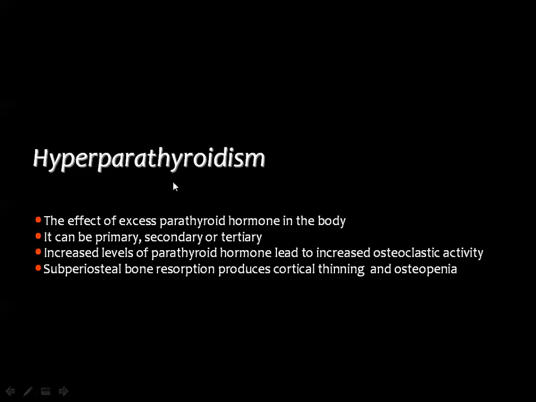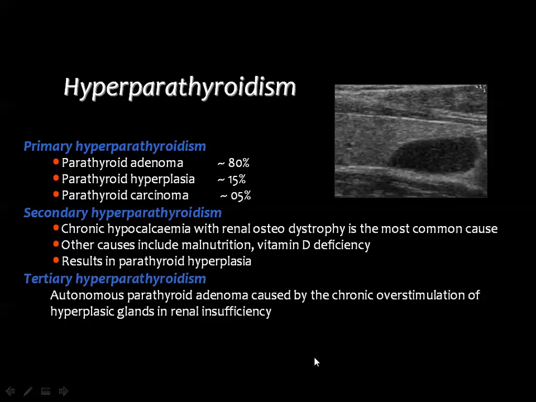Hyperparathyroidism means that there is excess parathyroid hormone in the body, and this may be due to primary, secondary, and tertiary causes. The parathyroid hormone level is increased, and this will lead to osteoclastic activity, meaning removal of calcium from bone. And this has certain pathognomonic appearances in the skeleton.